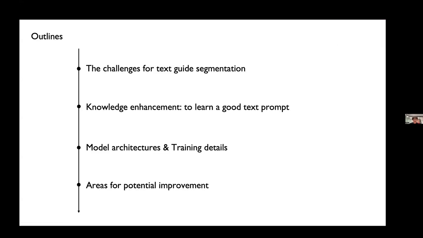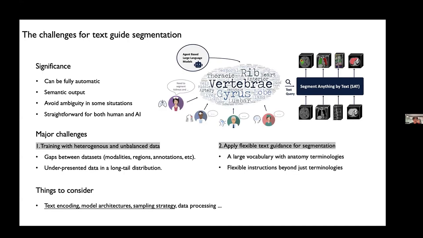So here is the outline for my presentation today. I'm going to begin with the motivation: why we do text-guided segmentation and what the challenges are. We know there are a lot of reasons to build a text-guided segmentation model because it can be fully automatic. It can have semantic outputs. It can avoid some ambiguities in situations where spatial interaction can be ambiguous. And it's also a straightforward interaction for both humans and AI models.